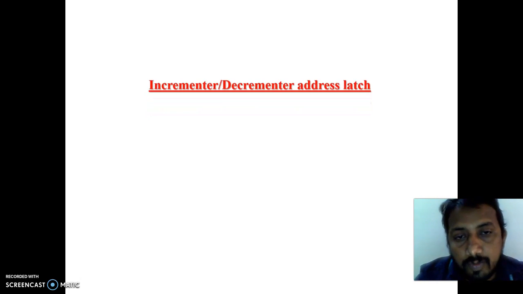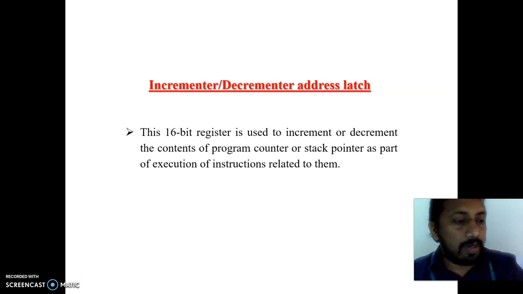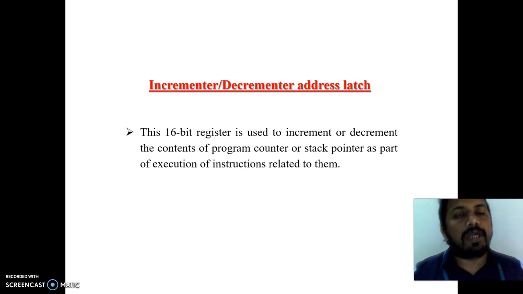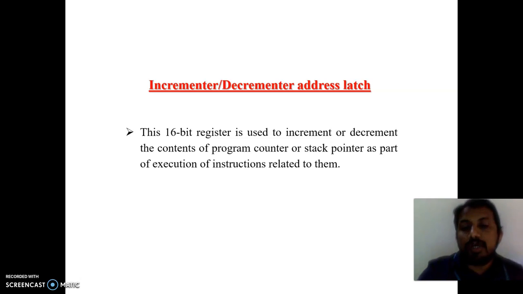And this is one of the most important: the incrementer or decrementer address latch. Incrementer means incrementing a memory location, and decrementer means decrementing a location. Say you are at location 6000 and want to go to 6005; it will be incremented automatically. How is it incremented? When you read an instruction that is a 3-byte instruction, after those 3 bytes the next location is added automatically. It is a 16-bit register used to increment or decrement the content of the program counter or stack pointer as part of the execution.